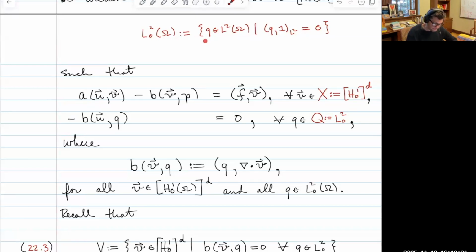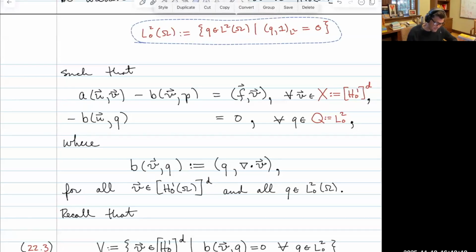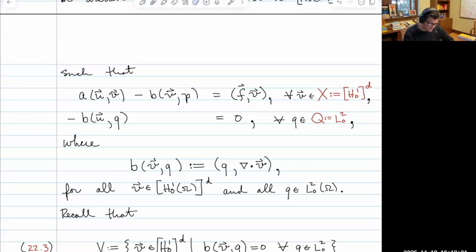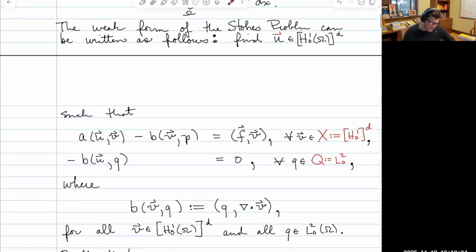This is a linear space. In fact, it's a Hilbert space because it's a closed subspace of L2. So it turns out that it's also a Hilbert space, right? So that's where we're going to ask our pressure to come from. The reason why we're going to ask pressure to come from that space, actually, I should have said here, find u in this space, and I forgot to say something about pressure. But the pressure we're going to ask to come from this space.